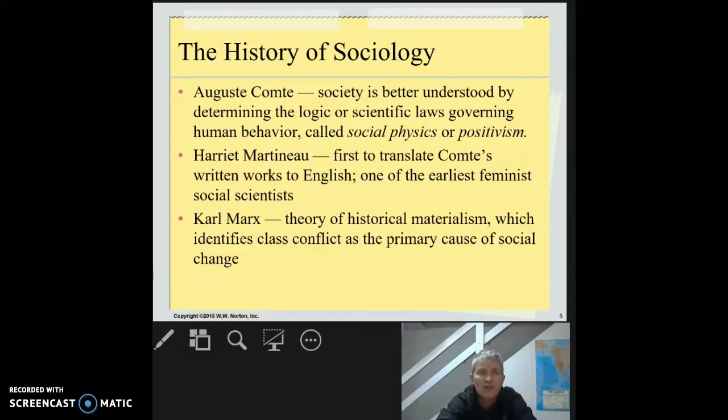Another important social theorist is Karl Marx. Marx came up with the theory of historical materialism, which identifies class conflict as the primary cause of social change. This is a bit different from Durkheim, who we will see in a few seconds, who's a functionalist saying that social change happens through the functional changes within society, whereas Marx says, no, that's not how social change actually happens. Social change is a historical struggle between those who own the means of production, or the bourgeoisie, and those who don't own the means of production, which is the proletariat.